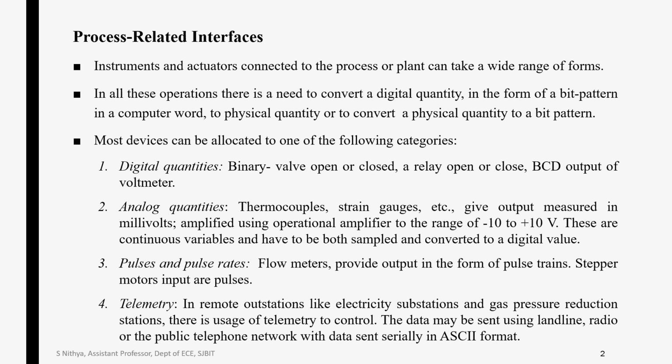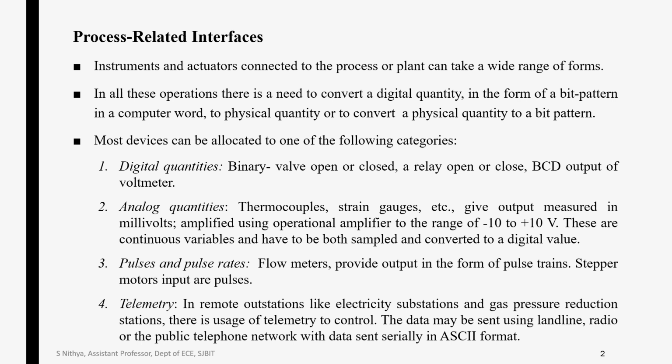So the bit pattern, whatever outputs are produced from the plant, may be of any kind of form. The devices can be allocated to one of the following categories: digital quantity, analog quantity, pulse or pulse rates, or a telemetry signal. The digital quantity is nothing but a binary value, such as a switch that is open or closed, a relay that is open or closed, or the BCD output of a voltmeter.